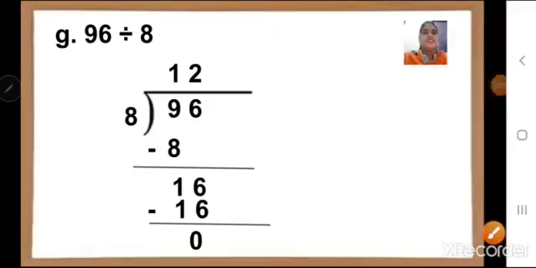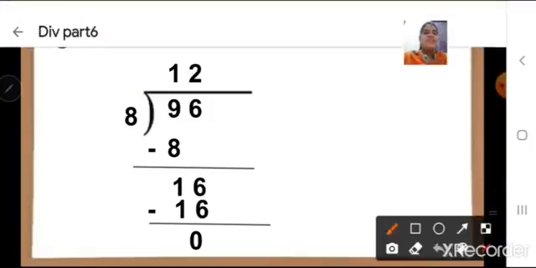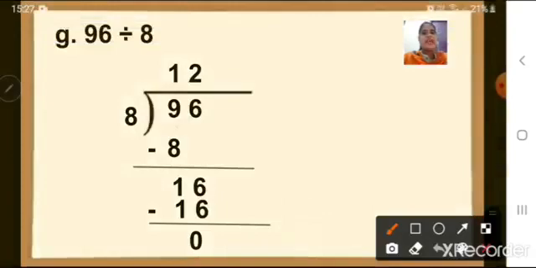Children, now the next sum, 96 divided by 8. Okay. 96 we will write here inside the bracket and number 8 here out. Okay. Let us divide. First we will take number 9. Now in 8's table, 8 ones are 8. 8 twos are 16. Now 16 will be bigger than number 9. So we cannot take that. So we'll take 8 ones are 8.